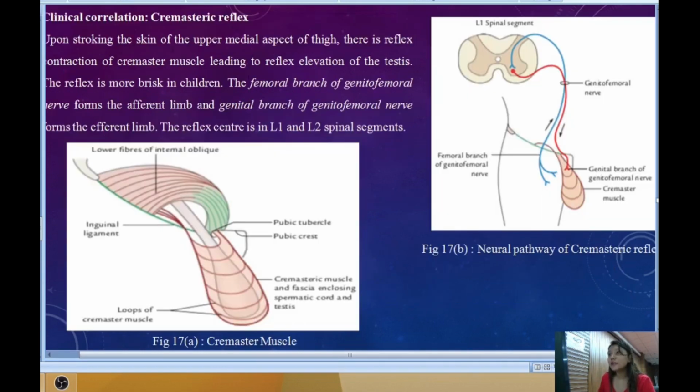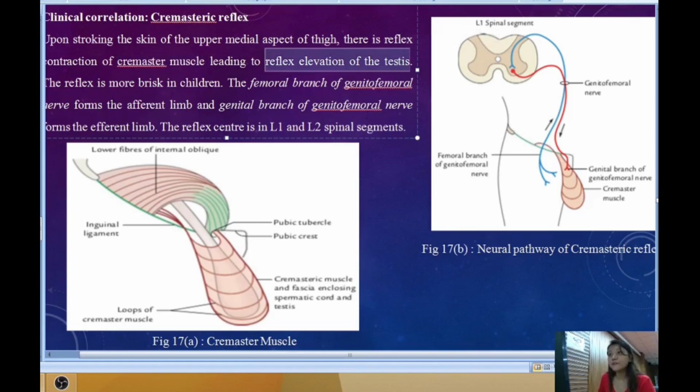This is the clinical correlation. Clinical correlation is the cremasteric reflex. So what happens if you stroke the skin of the upper medial aspect of thigh? If with a pen or with a small feather or with a needle, you stroke the skin of the upper medial aspect of thigh, there is a reflex contraction of the cremasteric muscle leading to the elevation of the testis. So the testis will be elevated.